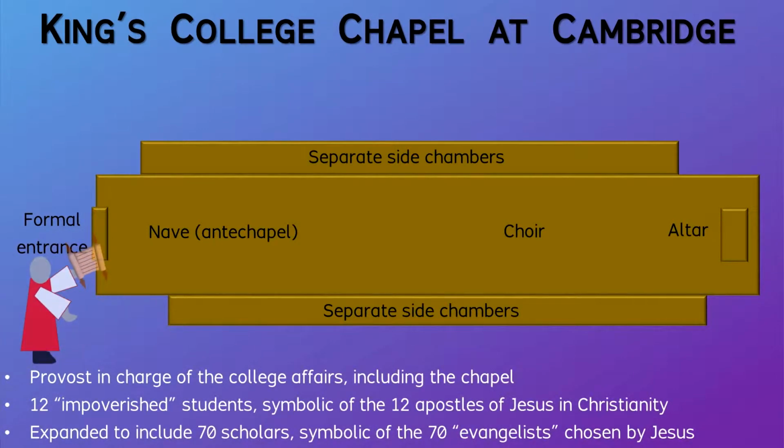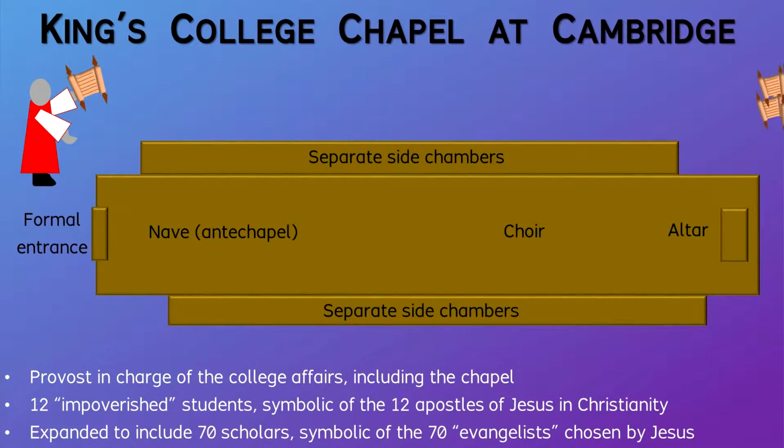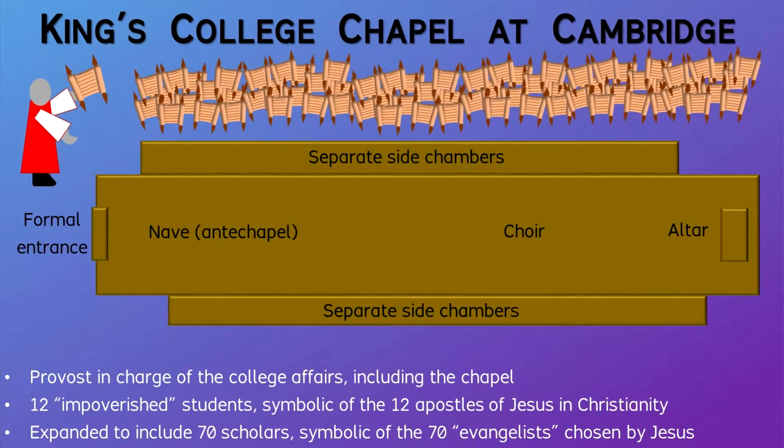The administrative duties of the college, including the chapel construction and operations, were assigned to the college provost. In addition to the provost, the key personnel at the college were the students, initially planned as 12 impoverished students, symbolic of the 12 apostles of Jesus in Christianity. This plan then expanded at a grander scale to include 70 students, symbolic of the 70 evangelists chosen by Jesus.